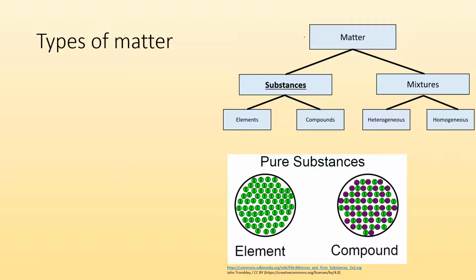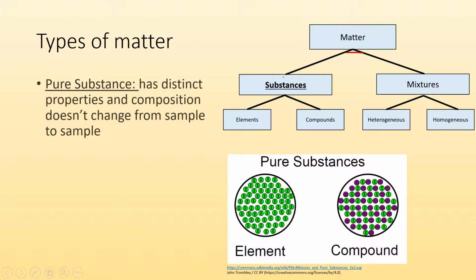So you can see in this graphic organizer, we got matter up top, and we're going to take a look at substances first. What do we mean by substance? So a pure substance has distinct properties and composition that doesn't change from sample to sample. So, it could be an element or it can be a compound. So these pure substances are one type of thing, right? So elements, it's all one type of element. Compounds, those atoms are chemically bonded together, but it's still one kind of thing.